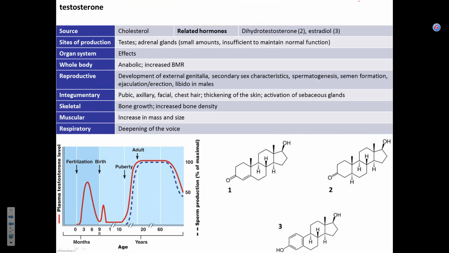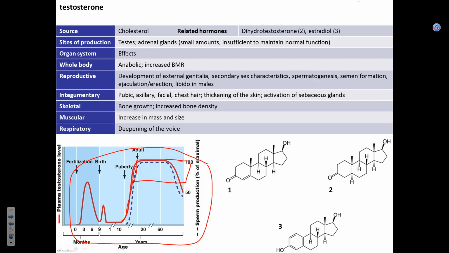So this shows you the testosterone levels through life. Of course, it's not to scale. But you see it increases dramatically in puberty and stays fairly even through adulthood.